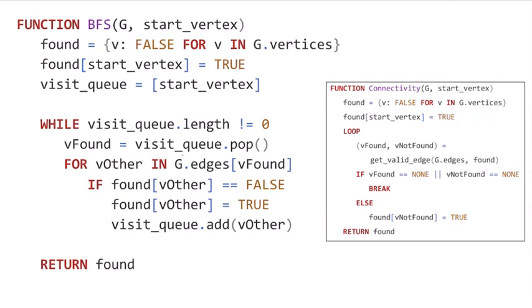So this is the really key part here: we pop off the first vertex that was added to the queue, and then we loop over its edges. So this notation here just says to go over all of the edges that are connected to the vFound vertex, whatever that might be. If the vertex we're connected to has not been found, then we mark it as found and we add it to the queue. Otherwise, we just don't have to do anything because that other vertex has already been found and there's no reason to re-find it and then repeat that work.